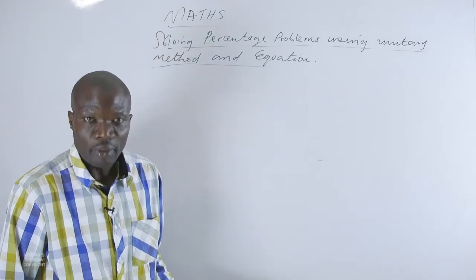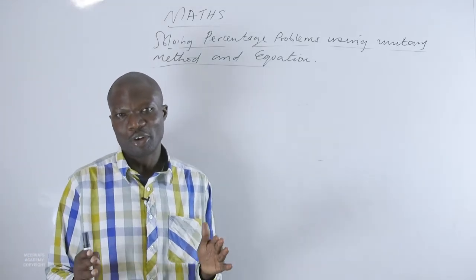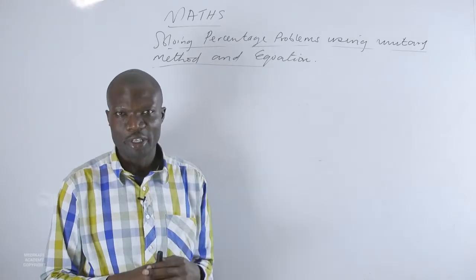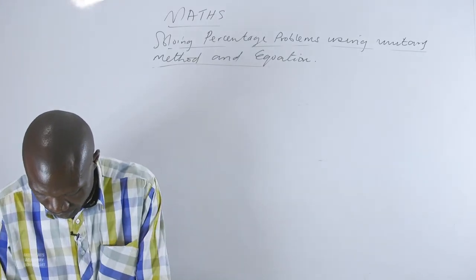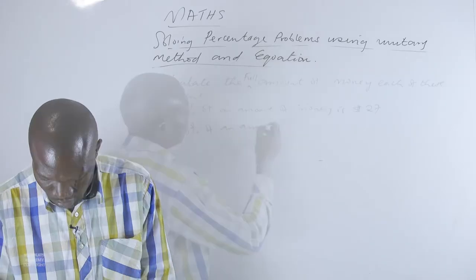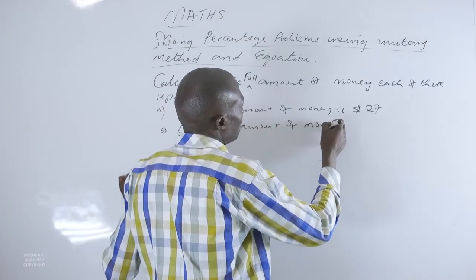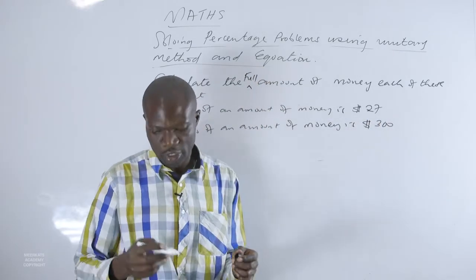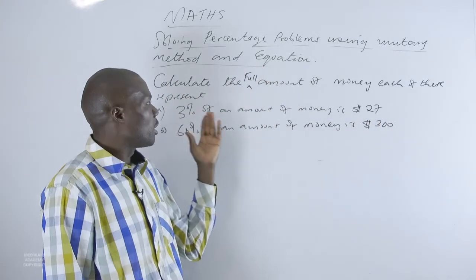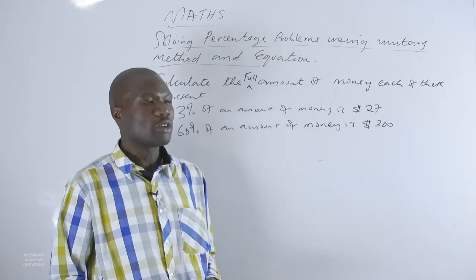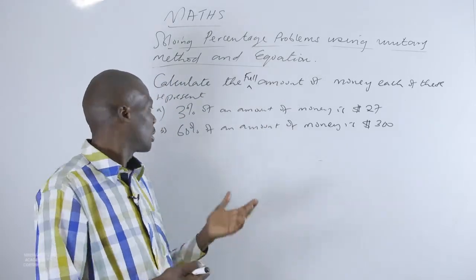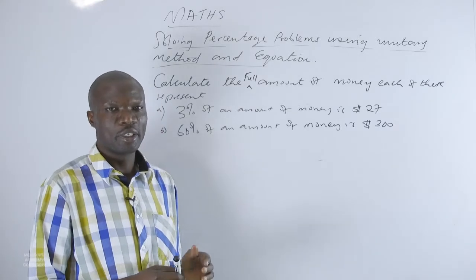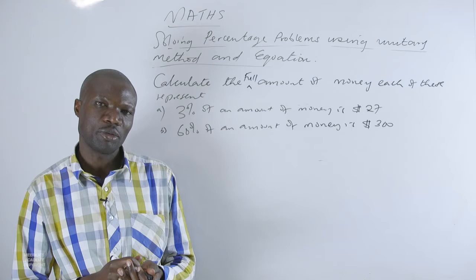So let us look at the following questions randomly, and we solve them as we put them on the board. Let us look at those. 3% of an amount of money is $27, and 60% of an amount of money is $300, starting from the first one.